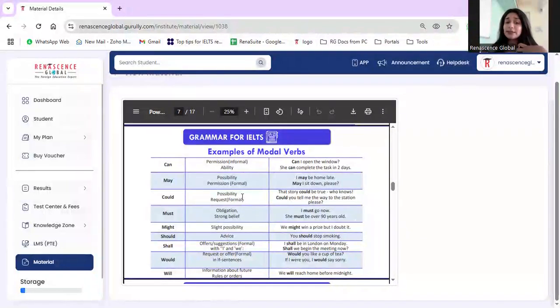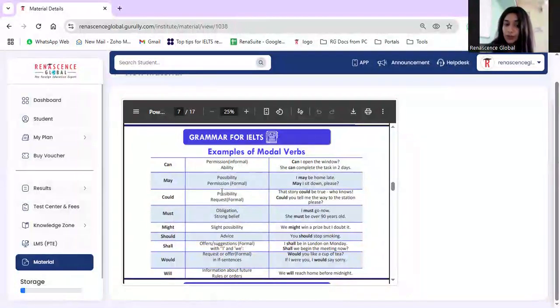May speaks about possibility and formal permission. Right? I may be home late. It may rain tomorrow. But when it comes to permission, may I sit down please? If you recall when you used to be a kid, you used to ask before entering the classroom, like, may I come in? Why? Because you are taking permission, right? You never used to say can I come in? Why? Because can is something you use when you are informally taking permission. For instance, if you are talking to your friend, you would say can I use your pen? But if you are talking to your supervisor or your senior, you would say may I use your pen?